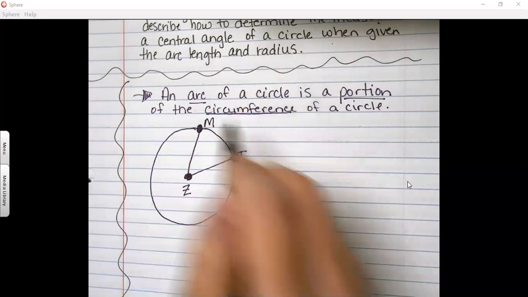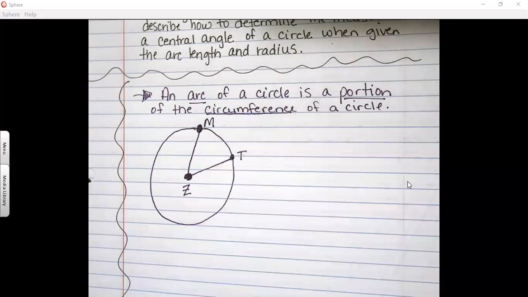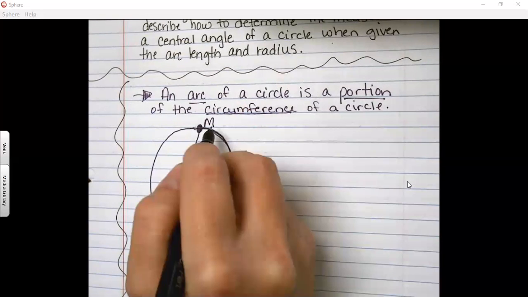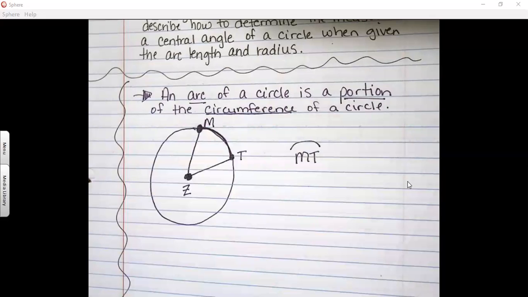So I have created an arc. Arc MT. This is how you denote it, the little arc symbol and an MT. I know at home y'all can't see that yet. And a lot of times we use a lowercase s to symbolize an arc. So if I'm talking about arc MT, that is just a portion of the whole entire circumference of a circle. Just a portion of the circumference, okay?